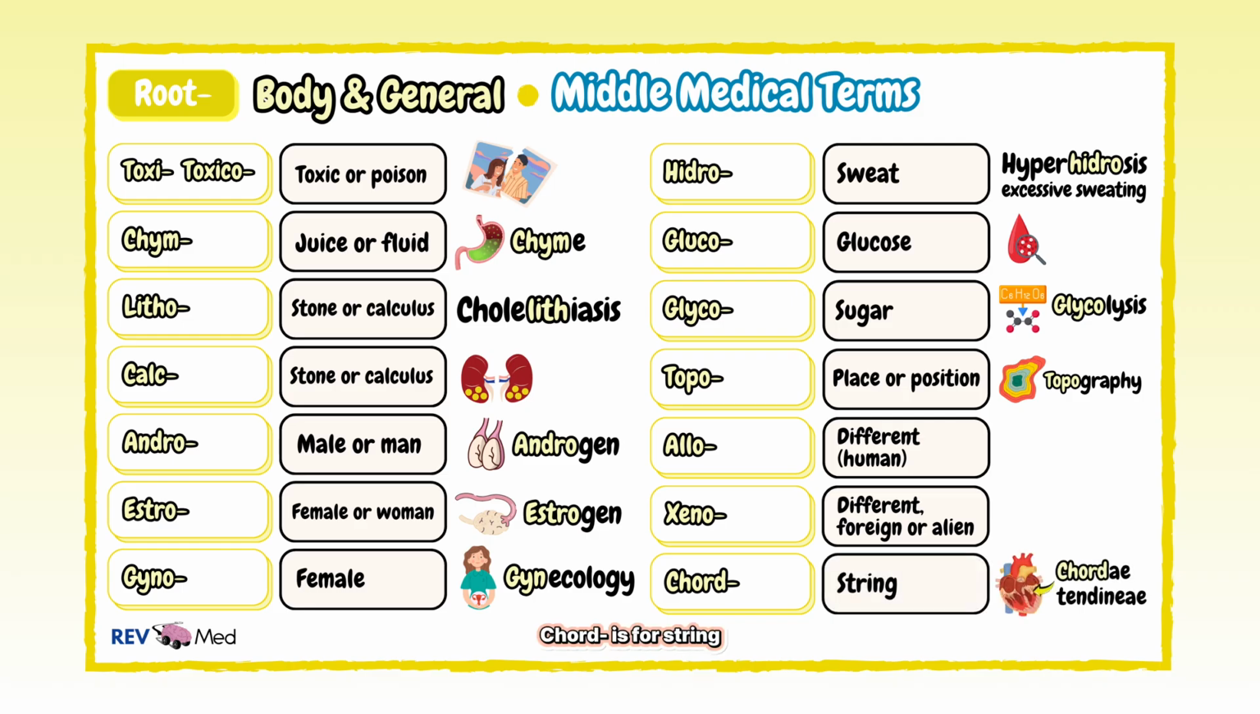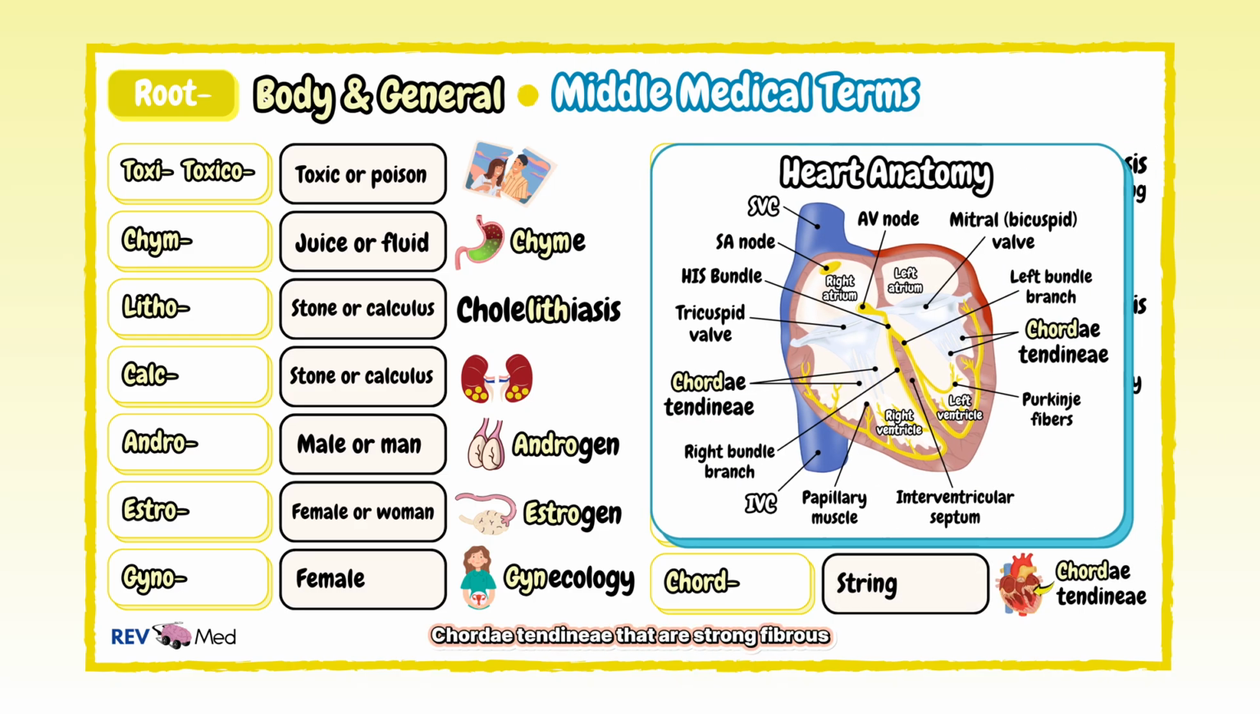Cord is for string. Think of the heart with these chordae tendineae that are strong fibrous connections between the valve leaflets and the papillary muscles. And these are your heartstrings that people love pulling on.